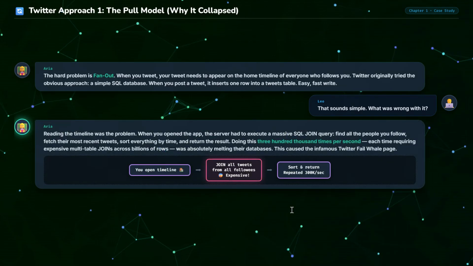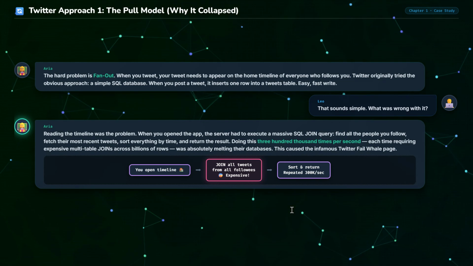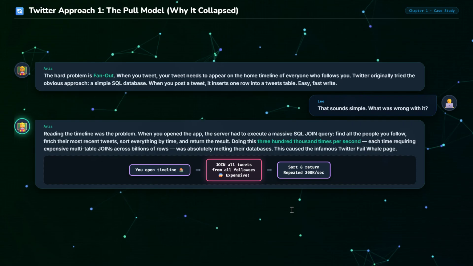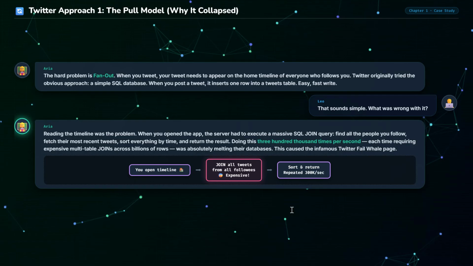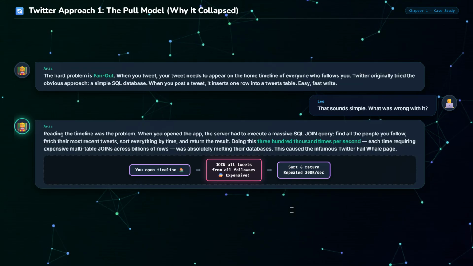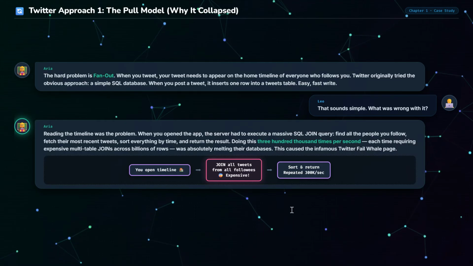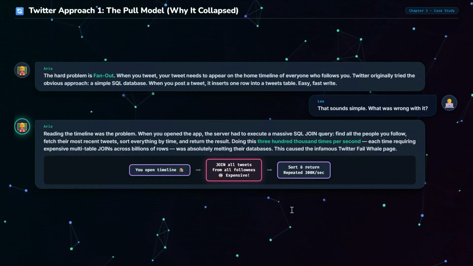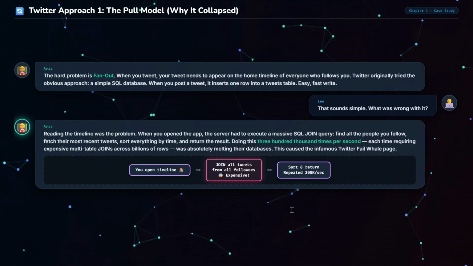Reading the home timeline was the catastrophic problem. When you opened your Twitter app, the server had to execute an enormous SQL query. Find all the user accounts you follow. Fetch their most recent tweets. Sort everything by timestamp. And return the final merged list. Doing this SQL join computation 300,000 times per second, each one requiring expensive traversals across billions of rows across multiple tables, was absolutely melting their database servers. This is what caused the famous Twitter fail whale error page.